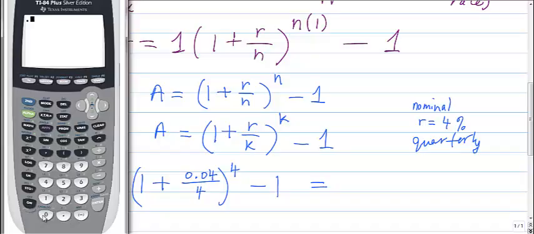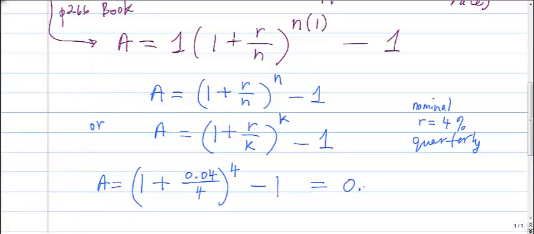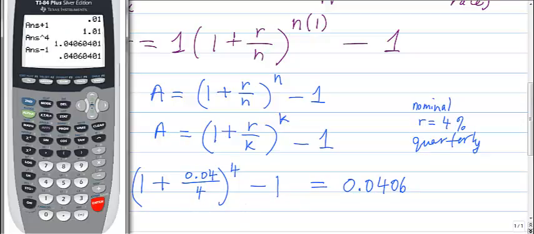So I do this in pieces: 0.04 divided by 4, plus 1, raised to the 4th power, minus 1. Okay, so we get 0.04060401.